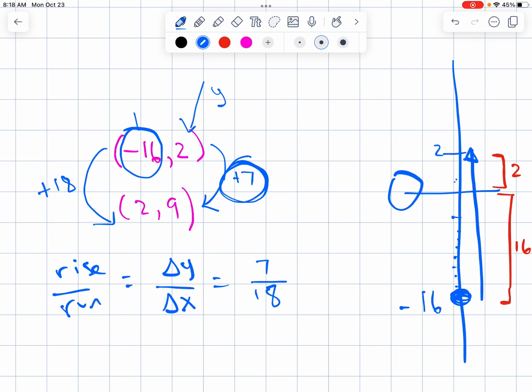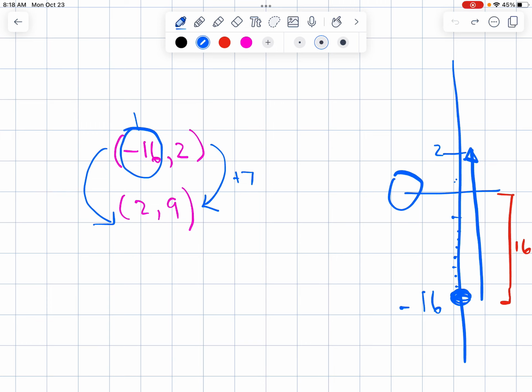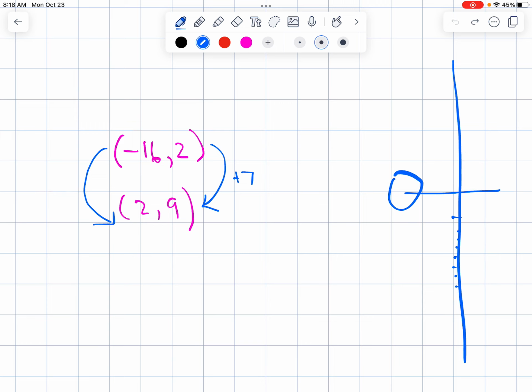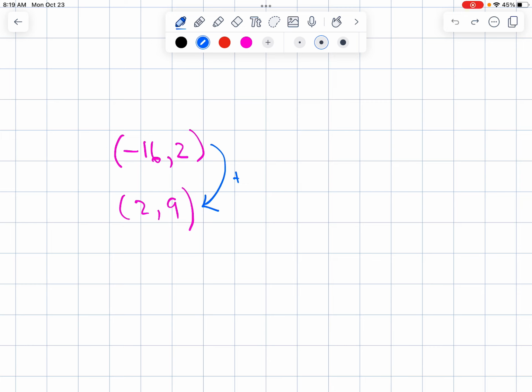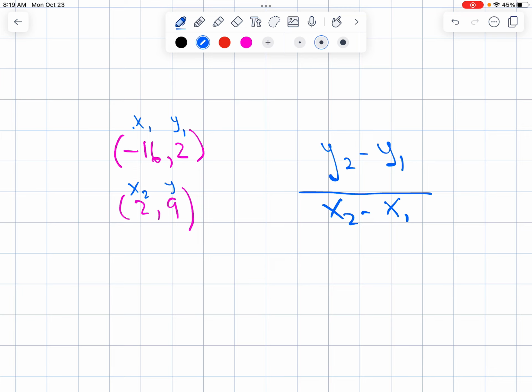Now, let me show you a different way of looking at the same question. Instead of thinking of it with a number line, let's look at it with a formula. So the formula goes like this: y2 minus y1 over x2 minus x1. We're going to call this x1, y1, and this x2, y2. So let's write this out. y2 is 9 minus y1, which is 2. On the bottom, x2, which is 2, minus negative 16.